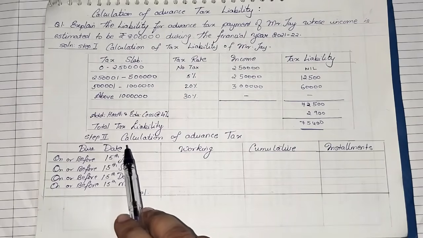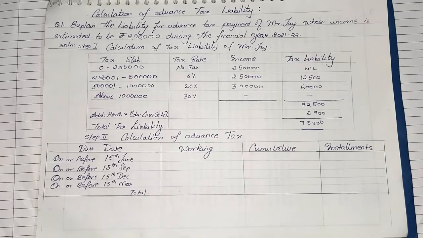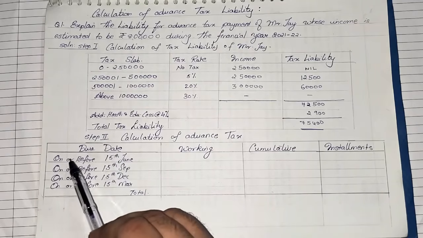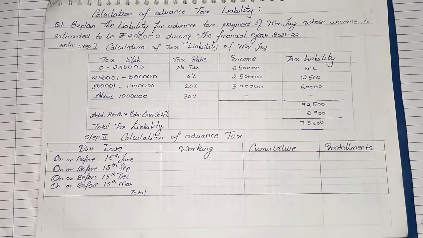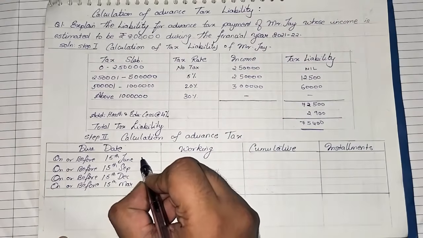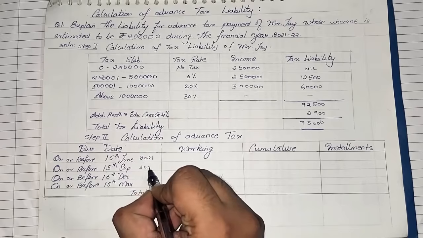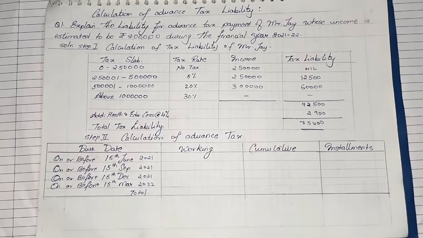Step number 2, we need to calculate the advance tax. For advance tax, there's another table that we need to draw. First we'll have your due date, the rules: on or before 15 June, 15 September, 15 December and 15th March. Since this year is 2021-22, it will be 15 June 2021, 15 September 2021, 15 December 2021, and March will be 2022. Now let us see the working.